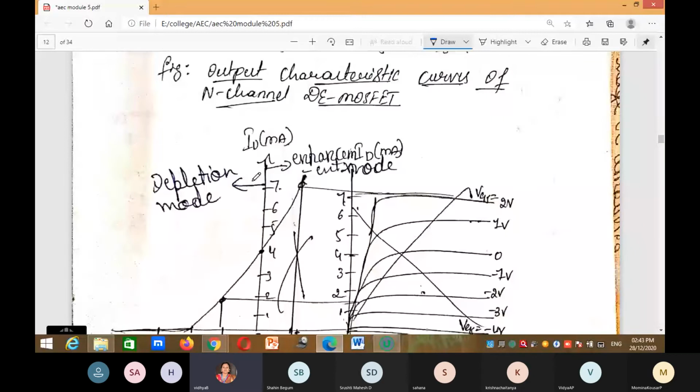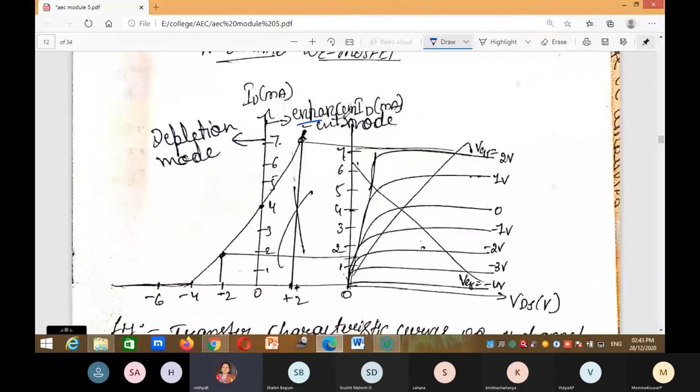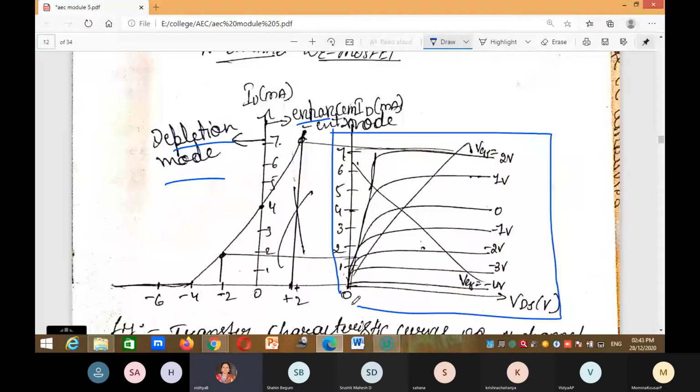Next is the transfer characteristics curve of n-channel DMOSFET. This is enhancement and this is depletion mode. This is depletion mode and this is enhancement mode. Just this one is enhancement. This side is enhancement and this side is depletion mode.